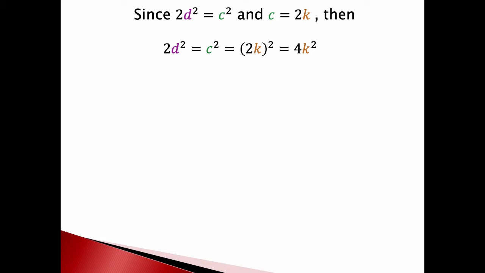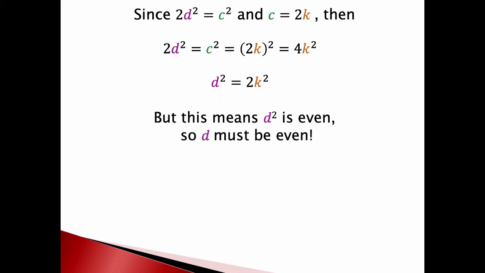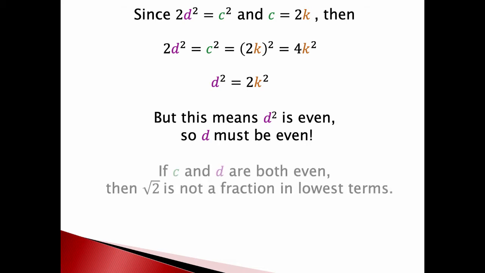That's just screaming out for somebody to cancel the 2's, right? So we could do that. We could divide through by 2. So it says d squared is 2k squared. Oh, wait a minute. That means that d squared is even, right? Because it's 2 times a positive integer. And the same logic we used a second ago, d has to be even, because if it were odd, when you squared it, you'd get an odd number. So that means that c and d are both even.